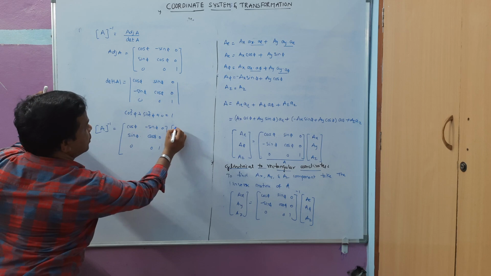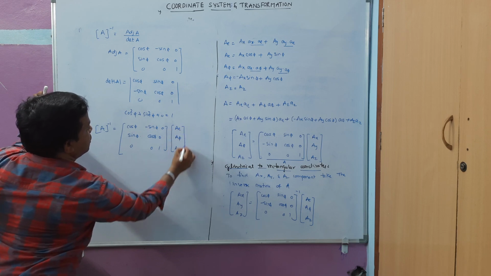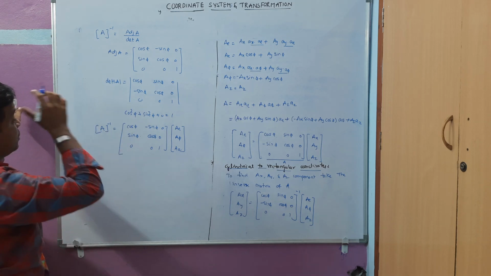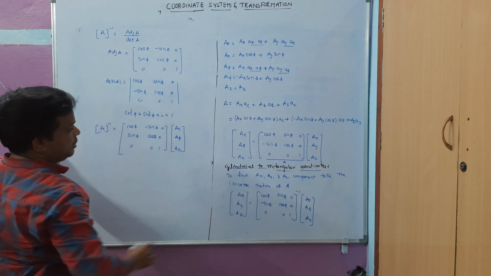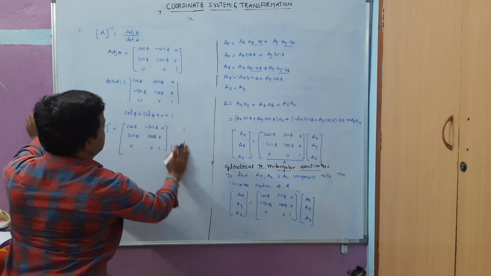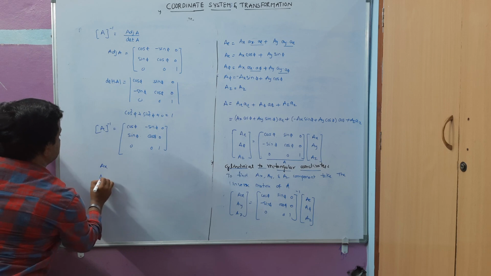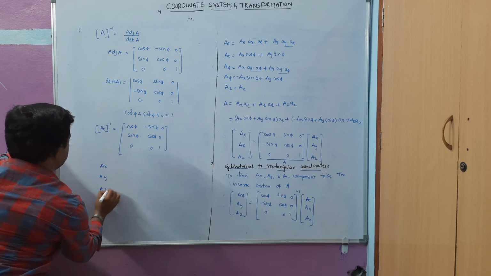Here is A rho, A phi and A z. Now this is the inverse matrix. Now I can directly put this in this equation. This is the adjoint inverse matrix. Now the matrix will be Ax, Ay and Az, I have to write here.